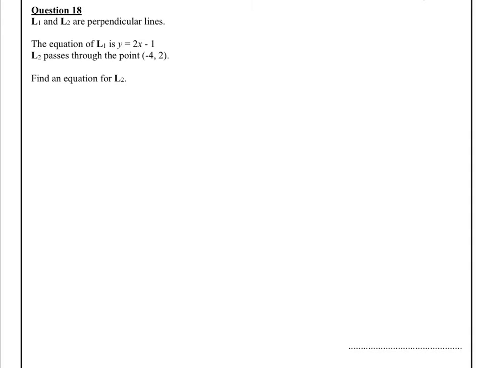Question 18. L1 and L2 are perpendicular lines. The equation of L1 is y equals 2x minus 1, and L2 passes through the point (minus 4, 2). Find an equation for L2.